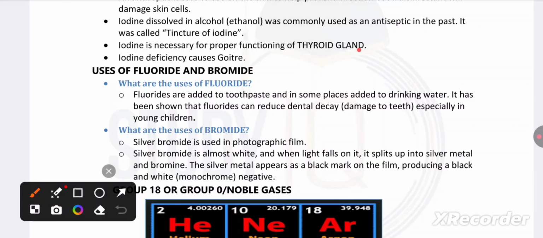Iodine is necessary for the thyroid gland. Deficiency of iodine causes goitre, we know.